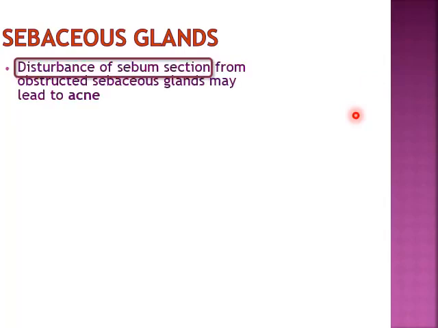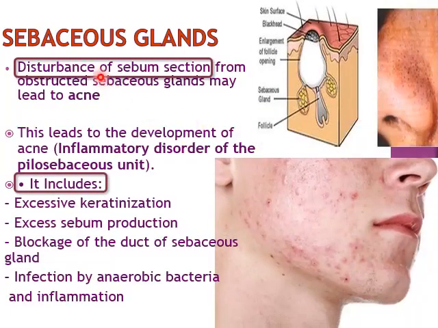When there is a disturbance in the function of the sebaceous gland, in the secretion of the sebum, it leads to the formation of acne. What is acne? It is what is known as youth pimples, as we see here. What happens here? It is an inflammatory disorder in the sebaceous gland. What happens is excessive keratinization in the skin and excessive production of the sebum, which leads to blockage in the duct of the sebaceous gland. Then infection occurs on top, and inflammation occurs on top of this sebaceous gland.